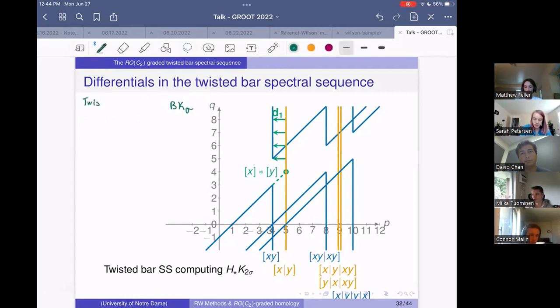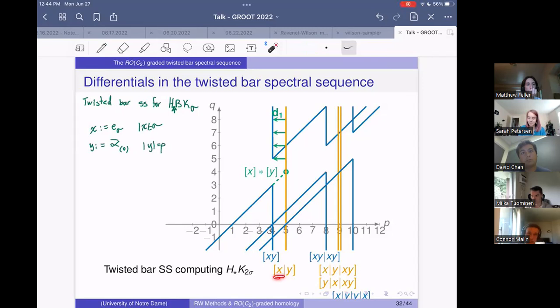So this would be a picture of the twisted bar spectral sequence for computing the homology of BK sigma. So we'd want to compute the homology of K2 sigma. And here in this picture, X is defined to be E sigma. So the degree of X is sigma, and Y is defined to be alpha bar parentheses 0. So the degree of Y is rho. And this was just because down here, writing the parentheses took up a bit too much space.